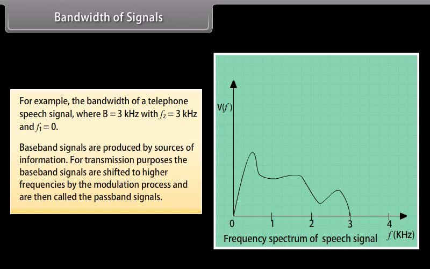Baseband signals are produced by sources of information. For transmission purposes, the baseband signals are shifted to higher frequencies by the modulation process and are then called the passband signals.